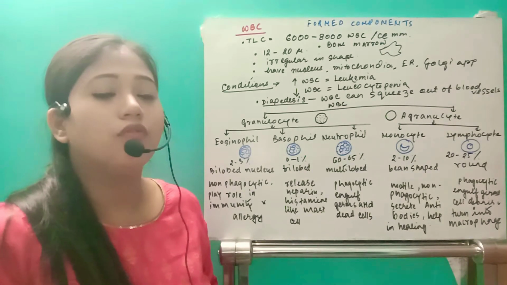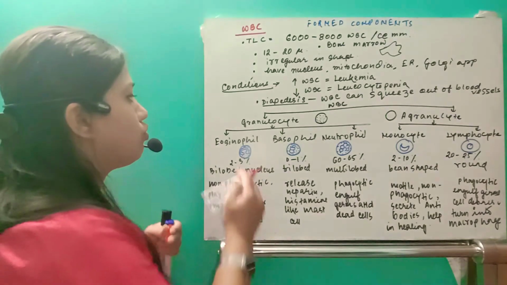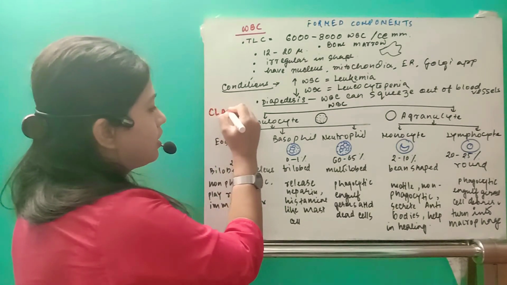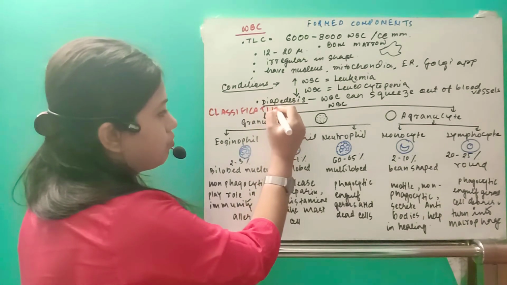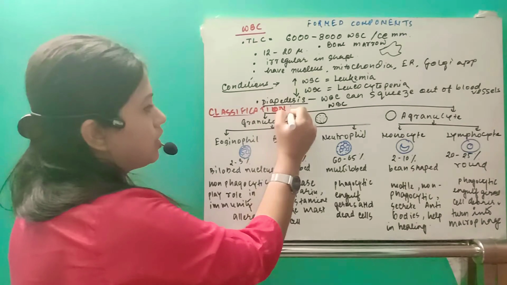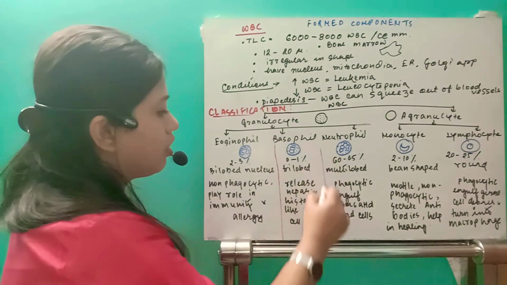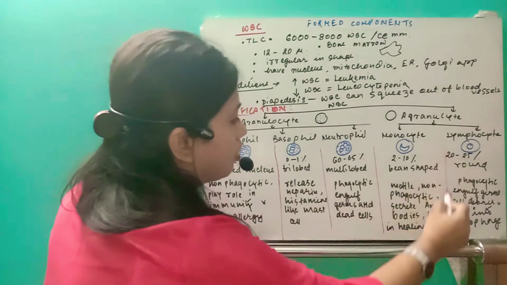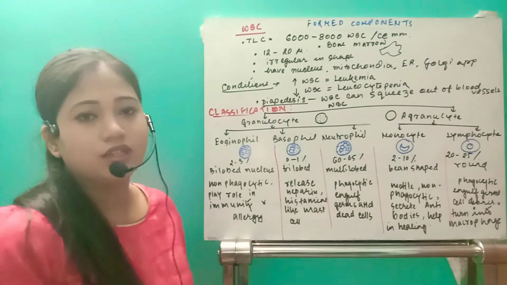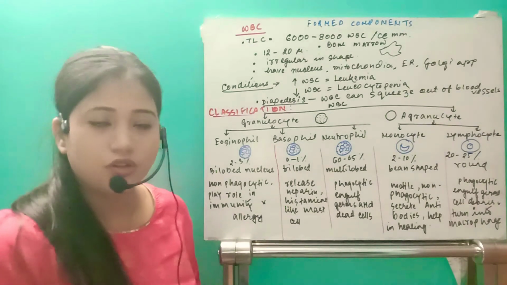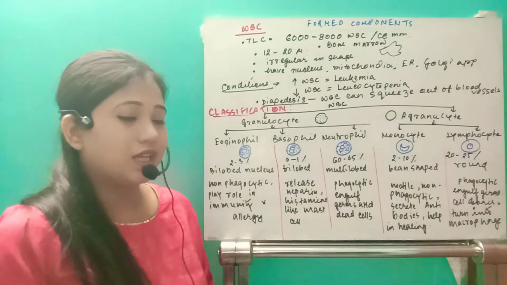Now first of all, this is very much important, that you need to know this chart. This classification is going to be very much important. You have to know the different types of WBCs, their functions, everything. Whatever I'm writing here is going to be very much important. From here questions are asked. So what are the questions that can be asked?